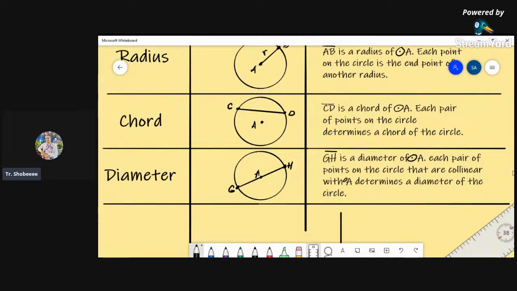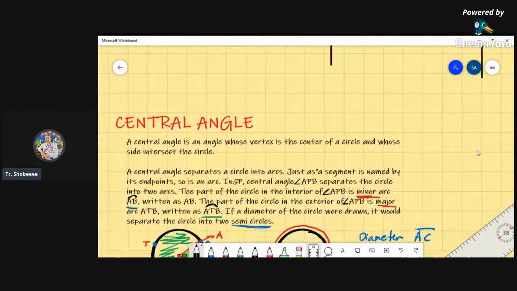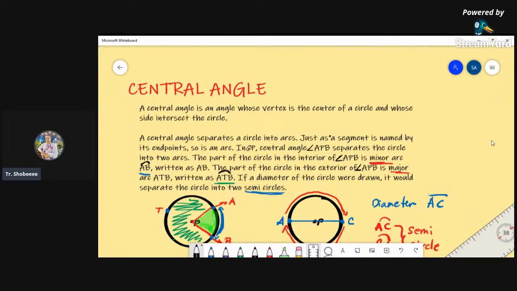Okay? I think you're already familiar with the circle graph since, nung elementary tayo, ang hilig natin mag-drawing ng circle, di ba? Ang hilig ko din kumain ng pizza. So, it talks about this one. Yun yung mga basic natin.